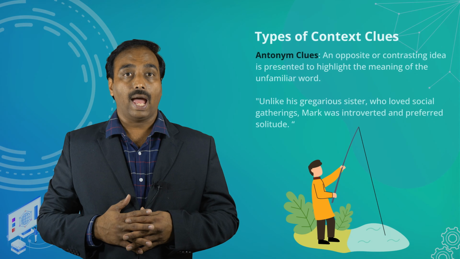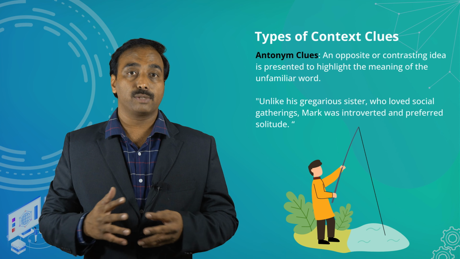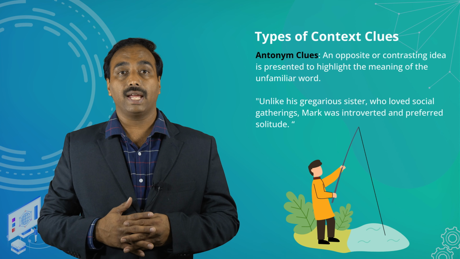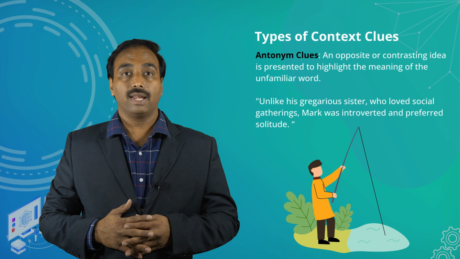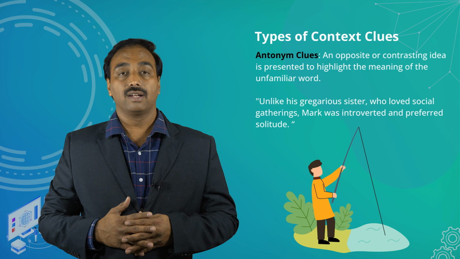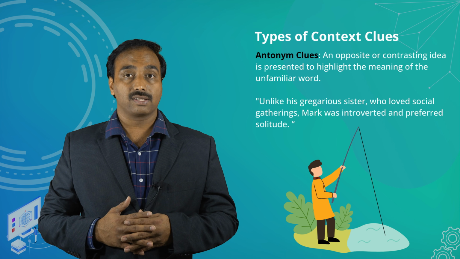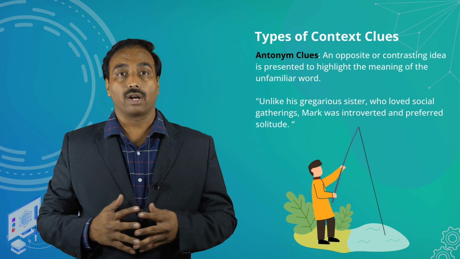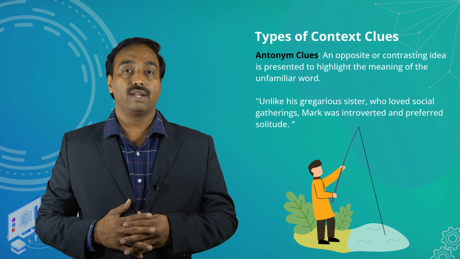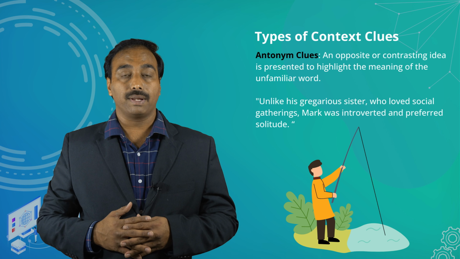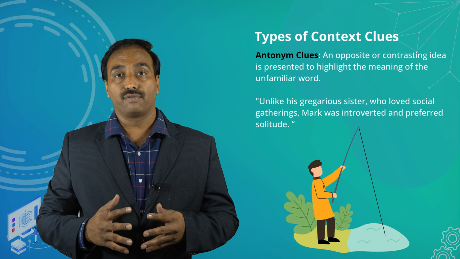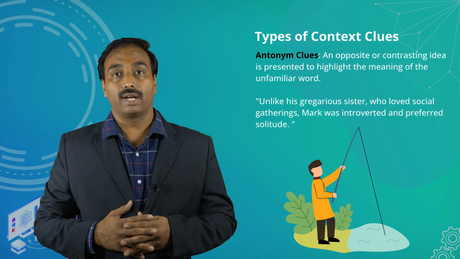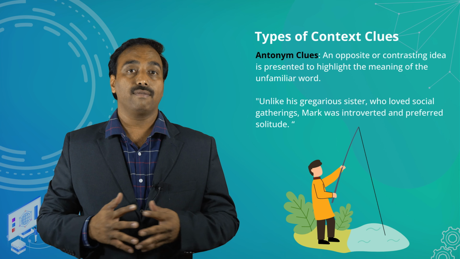Antonym clues. An opposite or contrasting idea is presented to highlight the meaning of the unfamiliar word. Example, unlike his gregarious sister, who loved social gatherings, Mark was introverted and preferred solitude. The contrast with gregarious helps define introverted. Another example, Micah seemed genial at first, but when we started discussing politics, she became hostile and even rude.